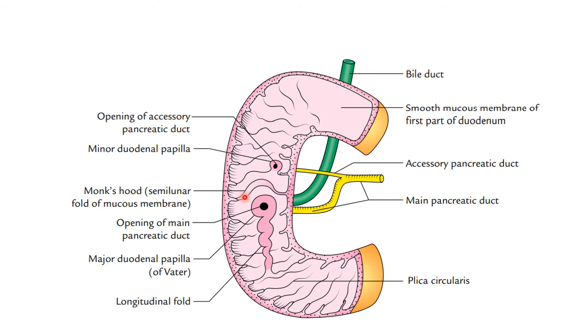Then is the semilunar fold of mucous membrane called the plica semilunaris. The plica semilunaris forms an arch over the major duodenal papilla. Then is the plica longitudinalis. It is a vertical tortuous fold of mucous membrane extending down from the major duodenal papilla.